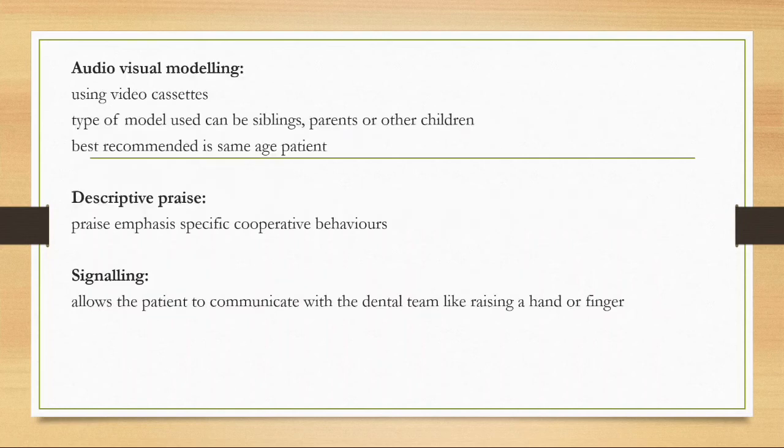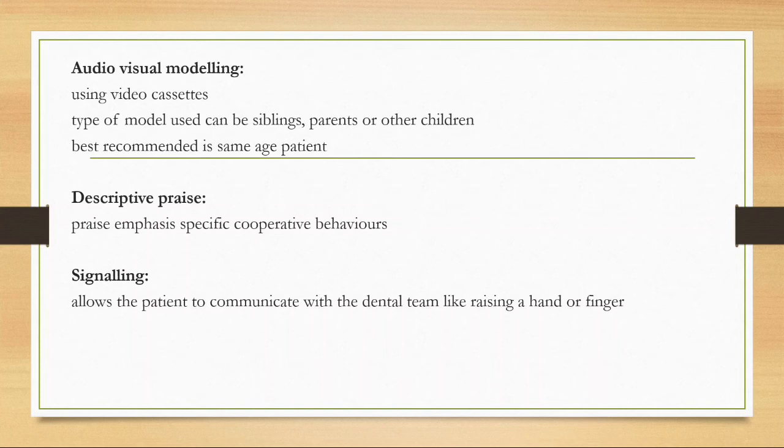So that was about communication. And we have audio visual modeling, that is using video cassettes. Types of model can be used, can be siblings, parents. It is best recommended in same age patients. It can be a descriptive praise, that is a praise emphasizing on specific cooperative behavior, and it can be signaling.